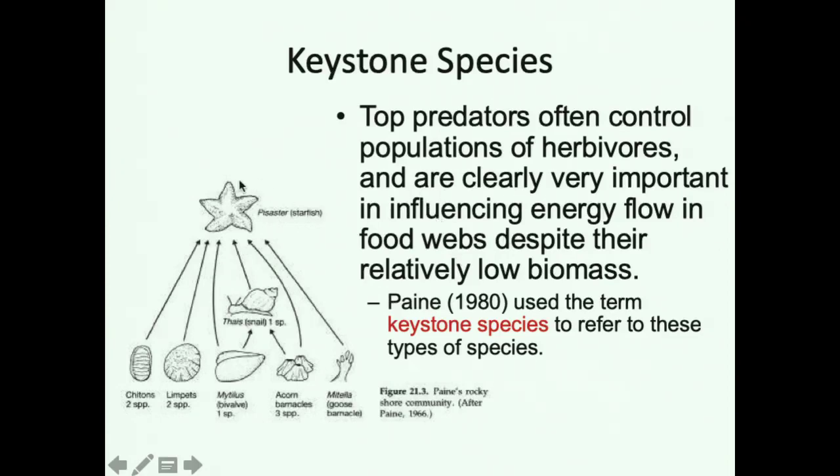So these would be things like top predators, but it could also be things at the bottom of the food web as well. So if there was a species at the bottom that was fed on by many different things, and it played a critical role or a critical diet function of that community, it would also be a keystone species. So keystone species are ones that play a large role in their environment.